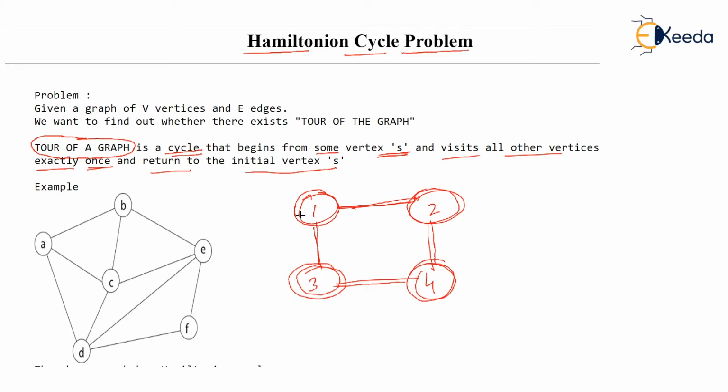Let's understand this. Suppose the graph had one more edge like this, then you know from our discussion that a cycle exists like this. You can go from 1 to 2, 2 to 4, 4 to 3, and 3 back to 1. This is a cycle, 1 to 1. This is one of the Hamiltonian cycles which exist in the graph. Now you watch, there can be another cycle.